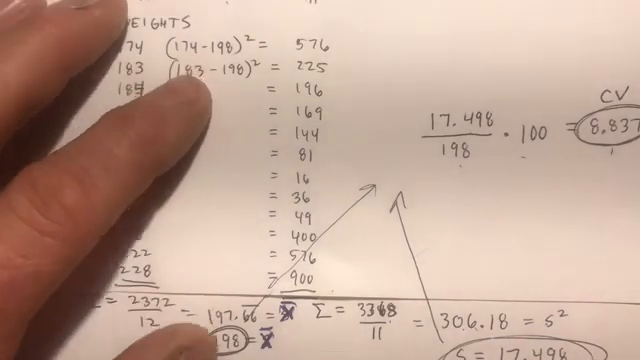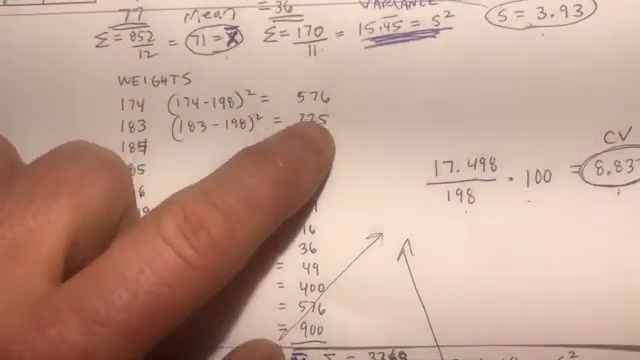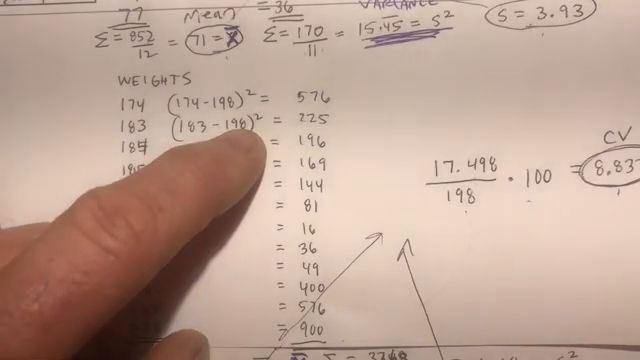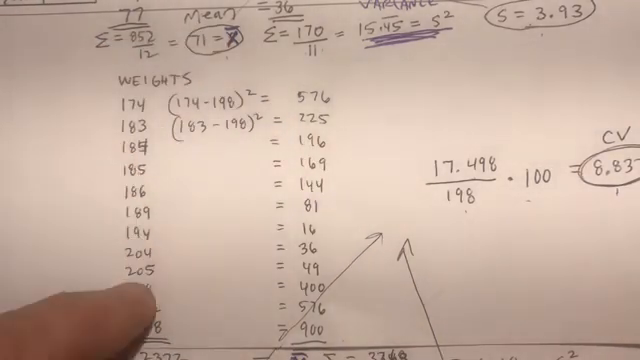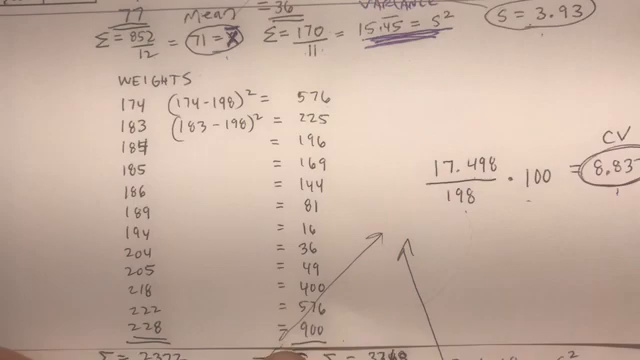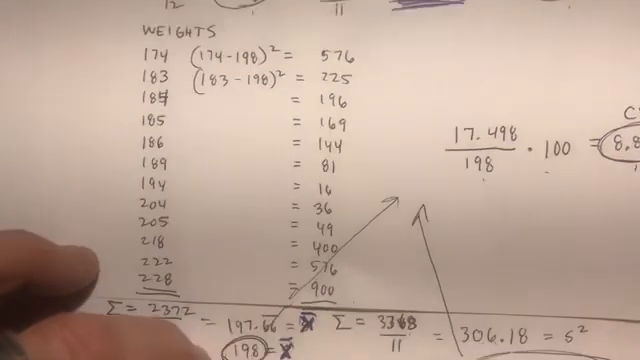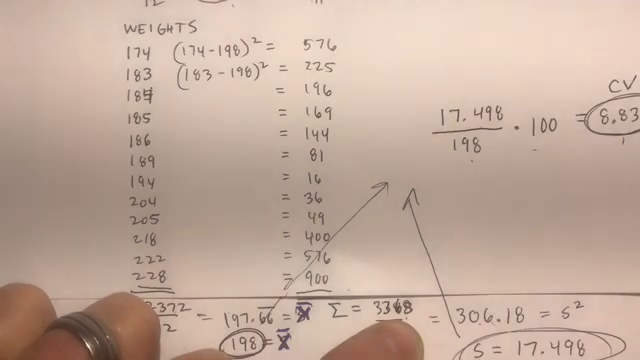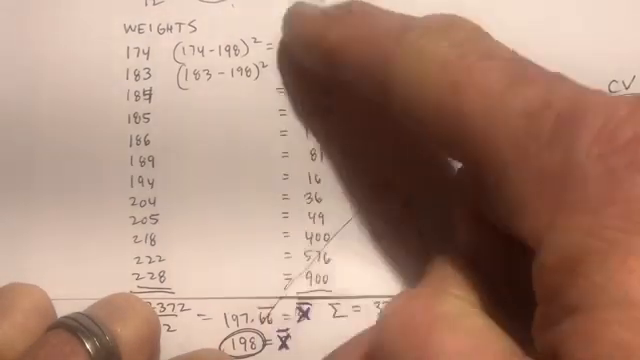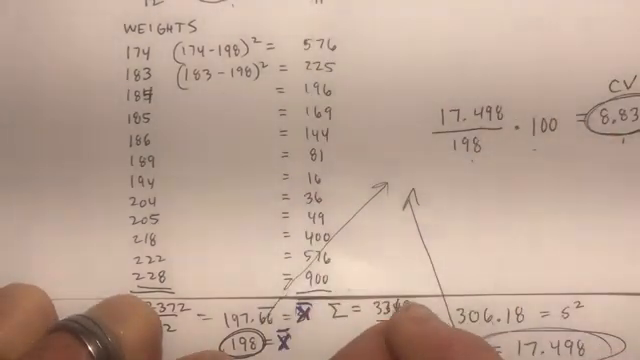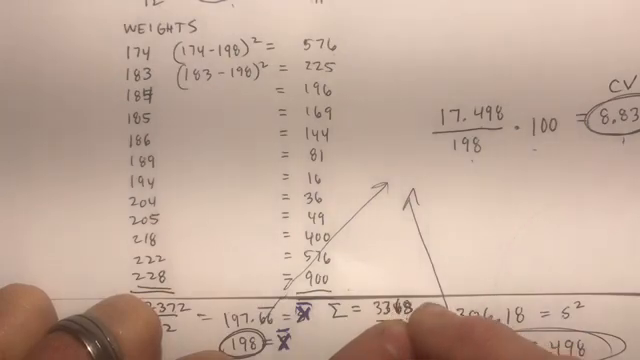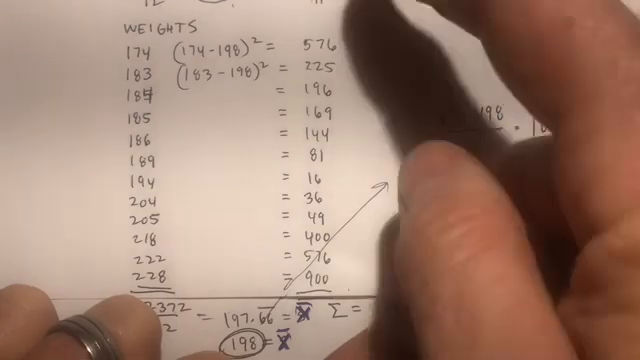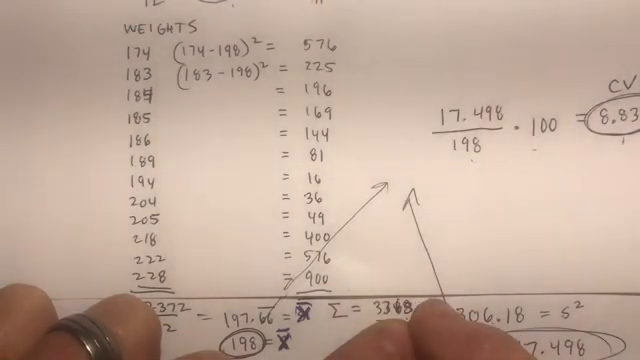And now do 174 minus 198, square it. 183 minus 198, square it. And I do that for all these values, and I get all these numbers here. Okay, when I sum these up, I get 3368. And I didn't mention this, but I did this twice, and you can see where I messed up here. The first time I wrote the number down, and then I did it again, and I got a different number. So I did it a third time, and I got that same number.